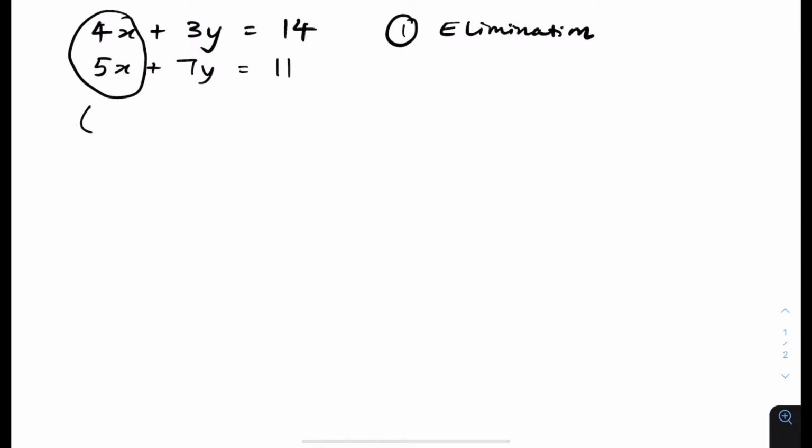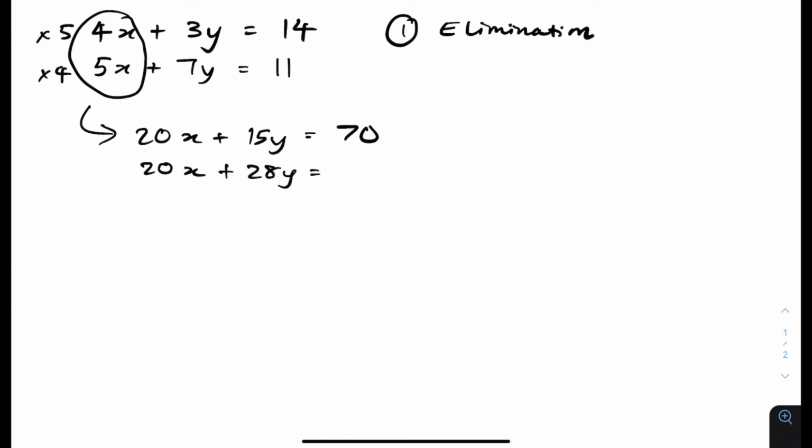Well, we could multiply each of the equations by 5 and by 4 respectively, because then that would give them both 20x. So if we multiply this equation by 5, it gives us 20x plus, and then 5 times 3, so it's 15y, equals 14 times 5, which is 70. And on the other side, when we're multiplying by 4, we get 20x as well, plus 28y, which is equal to 44. So now what can we do?